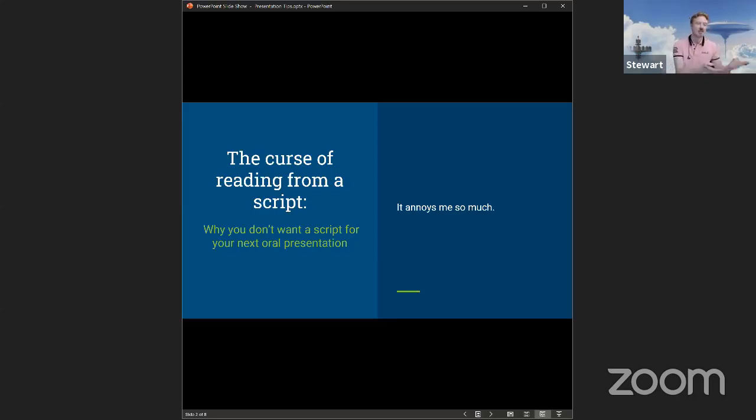Reading from a script has both benefits, both positives and drawbacks, negatives. I had to think about why it annoys me so much. It came down to vocal variety. When you're reading from a script, you're not really talking to your audience. You're not engaging with them. The audience will lose interest. They may not remember or understand the ideas you're trying to communicate, the whole reason you're there in the first place. So it has negative effects on the audience. And of course, if I'm a teacher grading you, it will have negative effects on your grade.